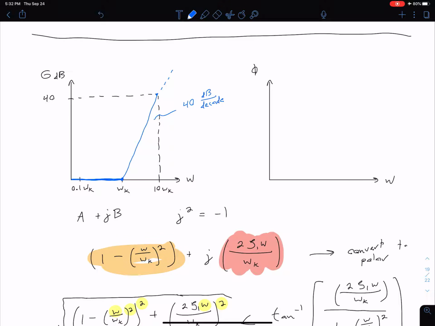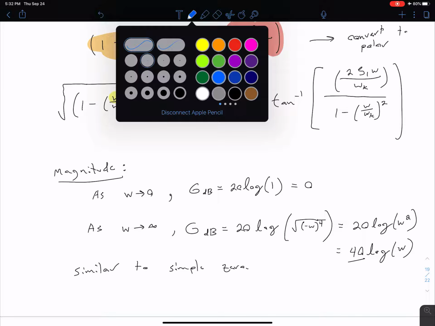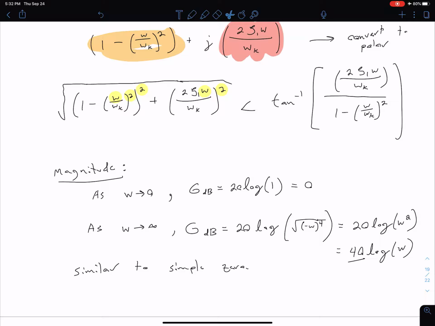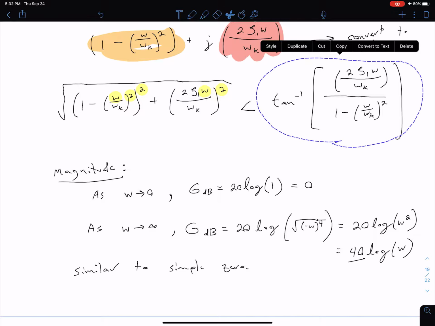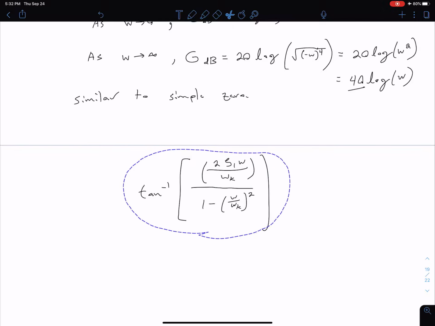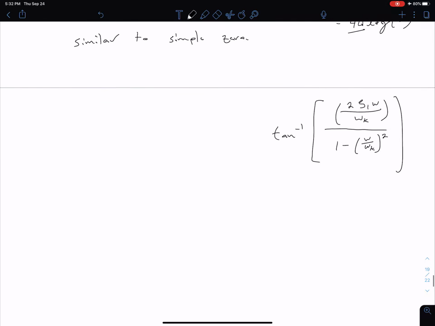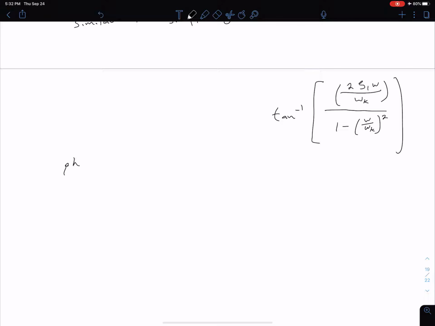Okay, so now let's figure out what's going on with our phase. So for our phase, we're going to be looking at this component here, and so let's actually just bring that down with us to make this a little easier. So let's put it over here actually. Okay, so we've got that, and so now we're going to consider our phase. So this is our phase here.